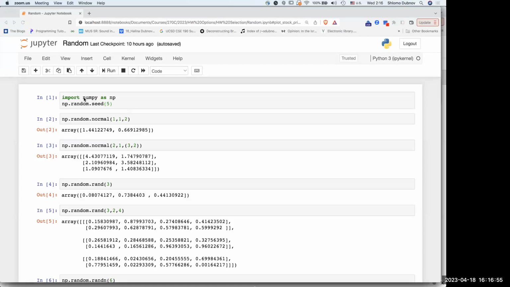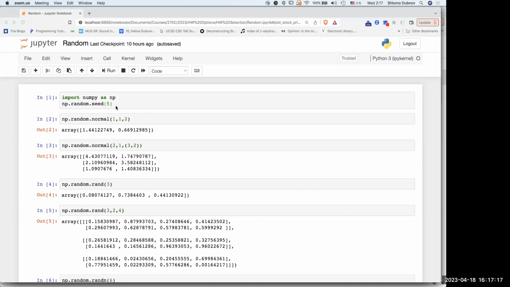So if you look at the NumPy, we import NumPy as np, and in NumPy any random process can be seeded, basically, because these are not really random processes. There is some kind of algorithm that generates these random numbers. But if you set a seed and you repeat the same code again, you'll get the same random outcome.